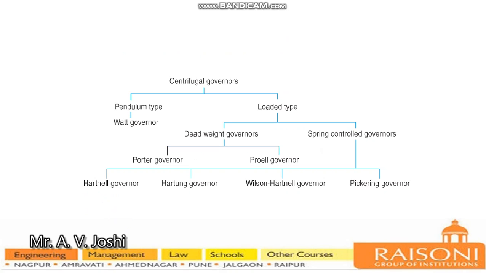There are various types of governor. The first type is the centrifugal governor, which has further types: pendulum type, or watt governor. Then another one is the loaded type: dead weight governor and spring control governor. In dead weight governors, there are the Porter governor and Proell governor. And in spring control governors, there are four types: Hartnell governor, Hartung governor, Wilson-Hartnell governor, and Pickering governor.